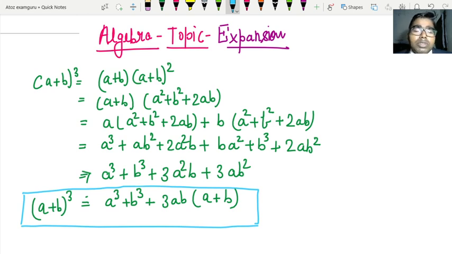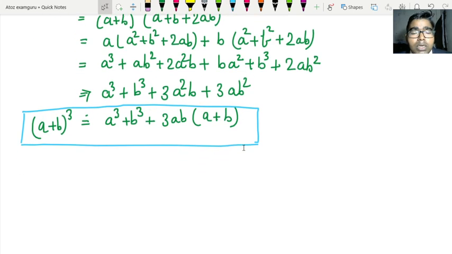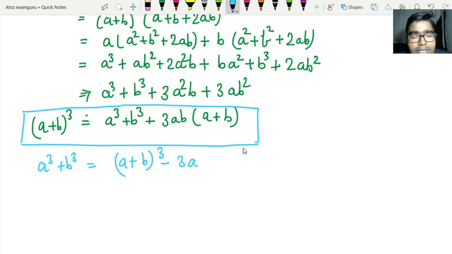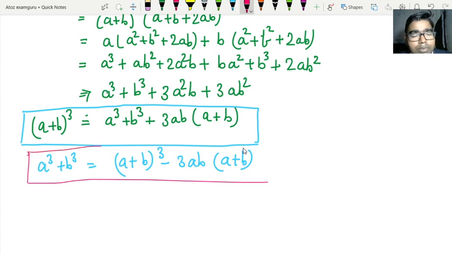The whole derivation is not in your syllabus, but I should explain it to you for your better convenience. And you can derive the second formula. If you transfer the whole term like this, then a cube plus b cube equals what? a plus b whole cube minus 3ab, and in bracket a plus b, right friends? So this is another formula, and it will help you during the solving of questions, right friends? And now move to the next formula.